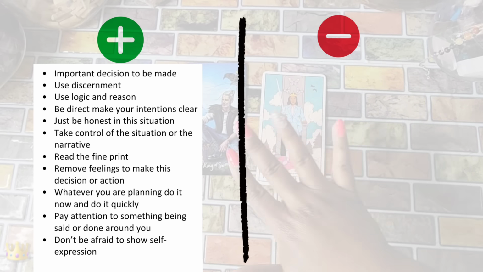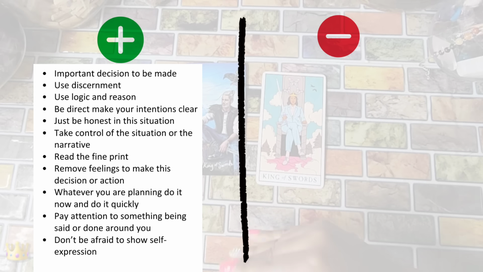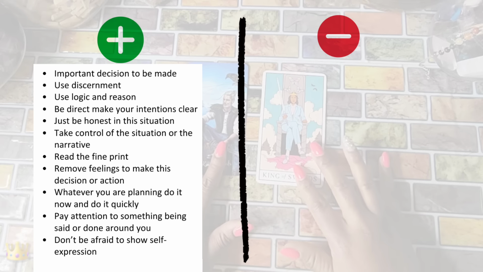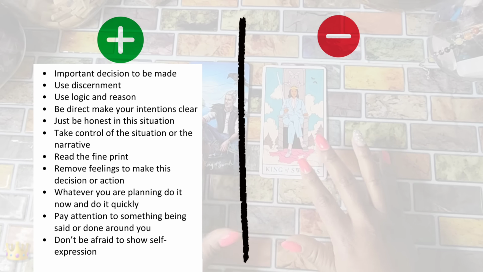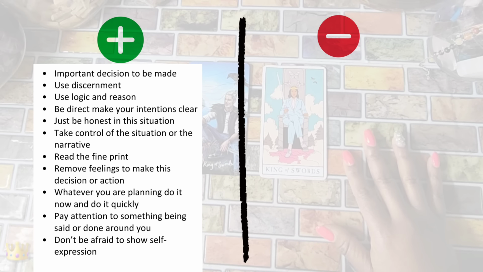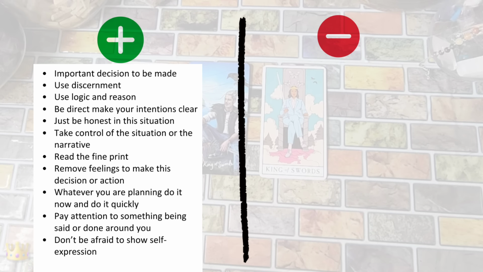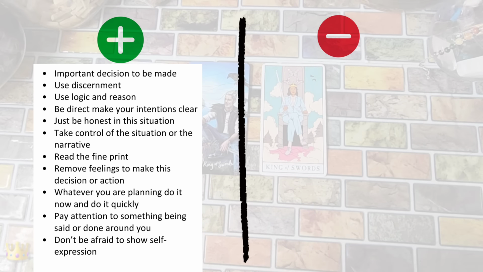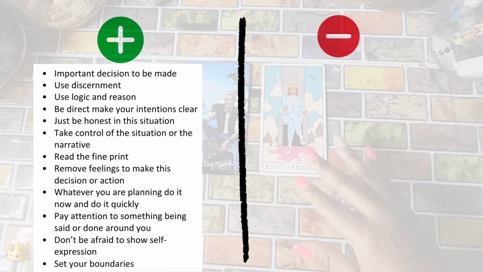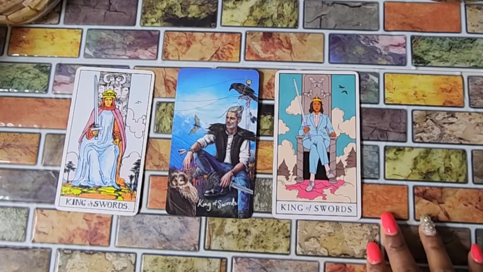Whatever you're planning to do, like I said, do it quickly and don't be afraid to show self-expression. This is the King of Swords. This is the King of communication. Communicate about how you feel. Express yourself. So this person, I feel, would be like the eccentric makeup type, and that's okay, if that fits your personality. So that's the advice, to just be you and to set boundaries. Don't let too many people get too close to you.